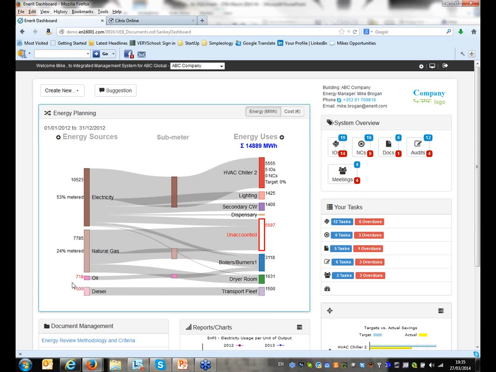You can also see in the red here, things are being highlighted. So we might have some discrepancies in our information on the oil and diesel. There are some issues with our information here that we may need to analyze further. Also, we can see that we have a not that significant, but significant enough portion unaccounted. So maybe we need to do a further analysis of our energy uses, whether they're not realistic or not accurate, or whether energy bills and our energy sources are not accurate. But that gives us a very quick snapshot of where we are.